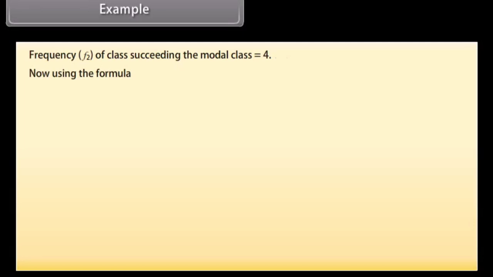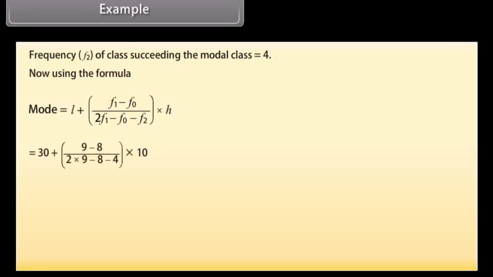Now, using the formula given below, L plus F1 minus F0, that is divided by 2F1 minus F0 minus F2, multiplied by H, we will find the mode as 30 plus 9 minus 8 by 2 into 9 minus 8 minus 4 into 10 equals 30 plus 10 by 6, which equals 30 plus 1.67 equals 31.67.